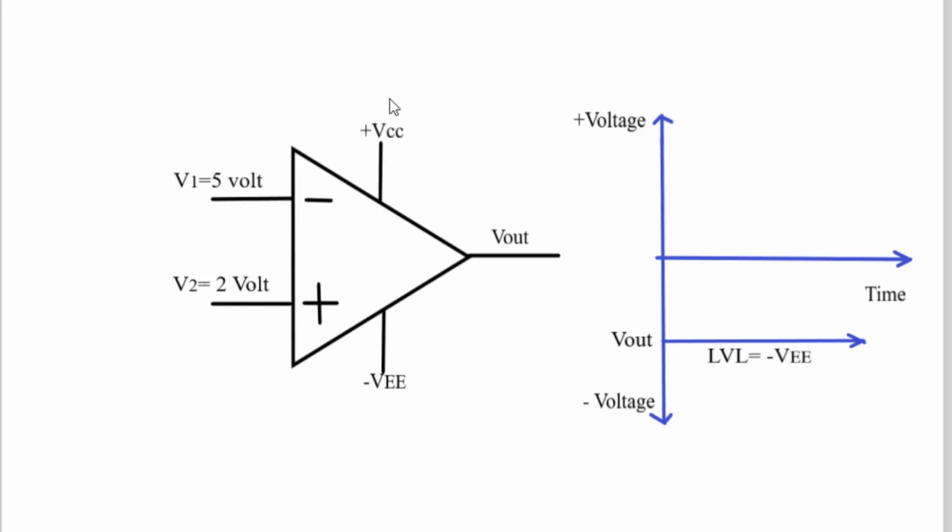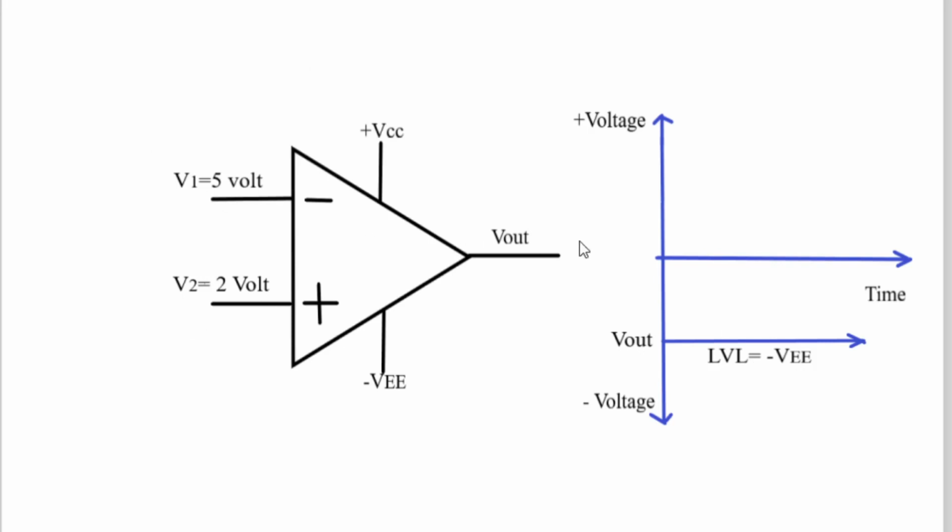So first of all, in the case of the op-amp, whenever the voltage at the inverting pin, the minus pin, suppose V1 is 5 volt, is greater than the voltage at the non-inverting input pin, so here the voltage at the negative pin is greater than the voltage at the positive pin. In that case, the output of the op-amp is forced into LVL, low voltage level, and this LVL is very much equal to minus VEE. Suppose minus VEE is equal to minus 9 volt, then irrespective of the difference between the two inputs, the output is forced to go to LVL.